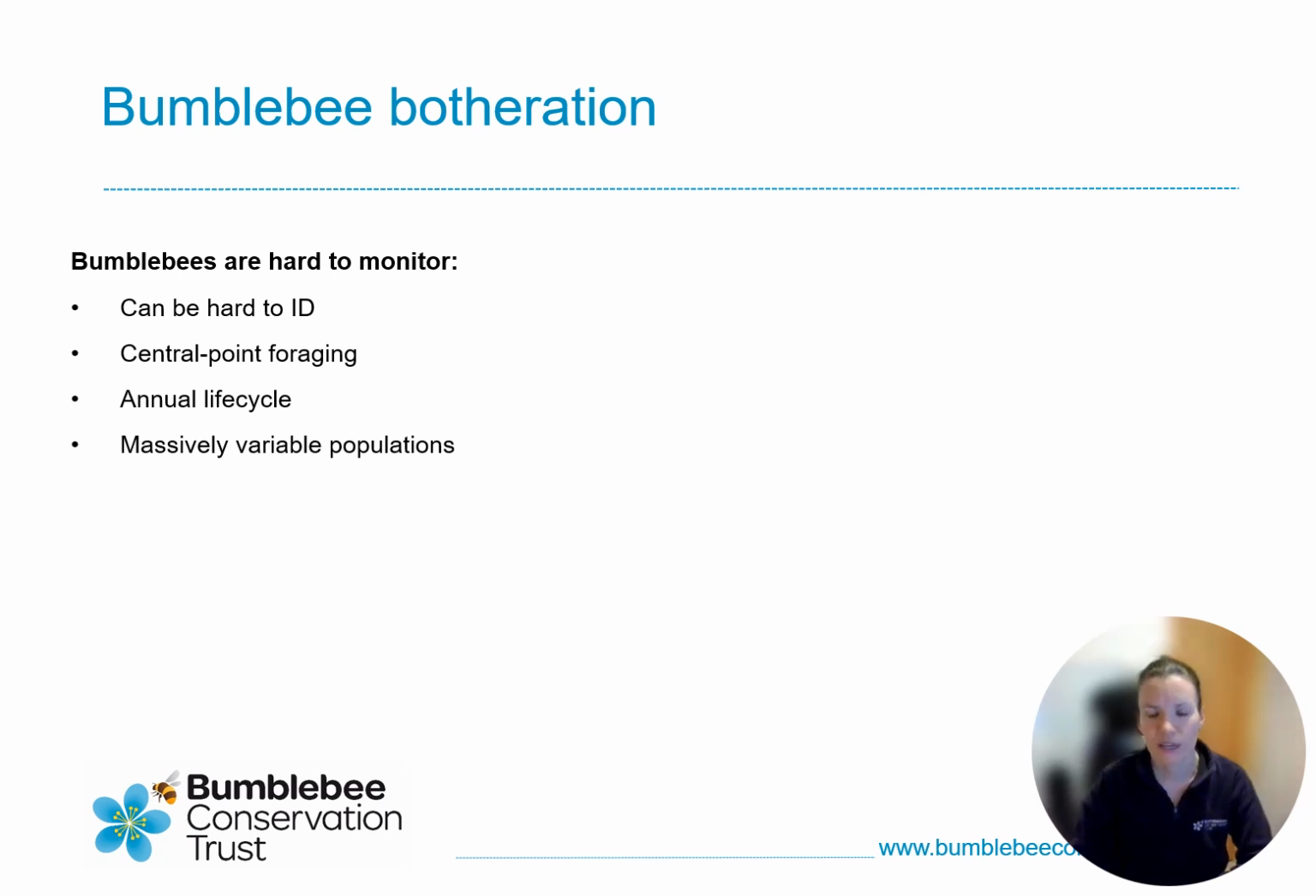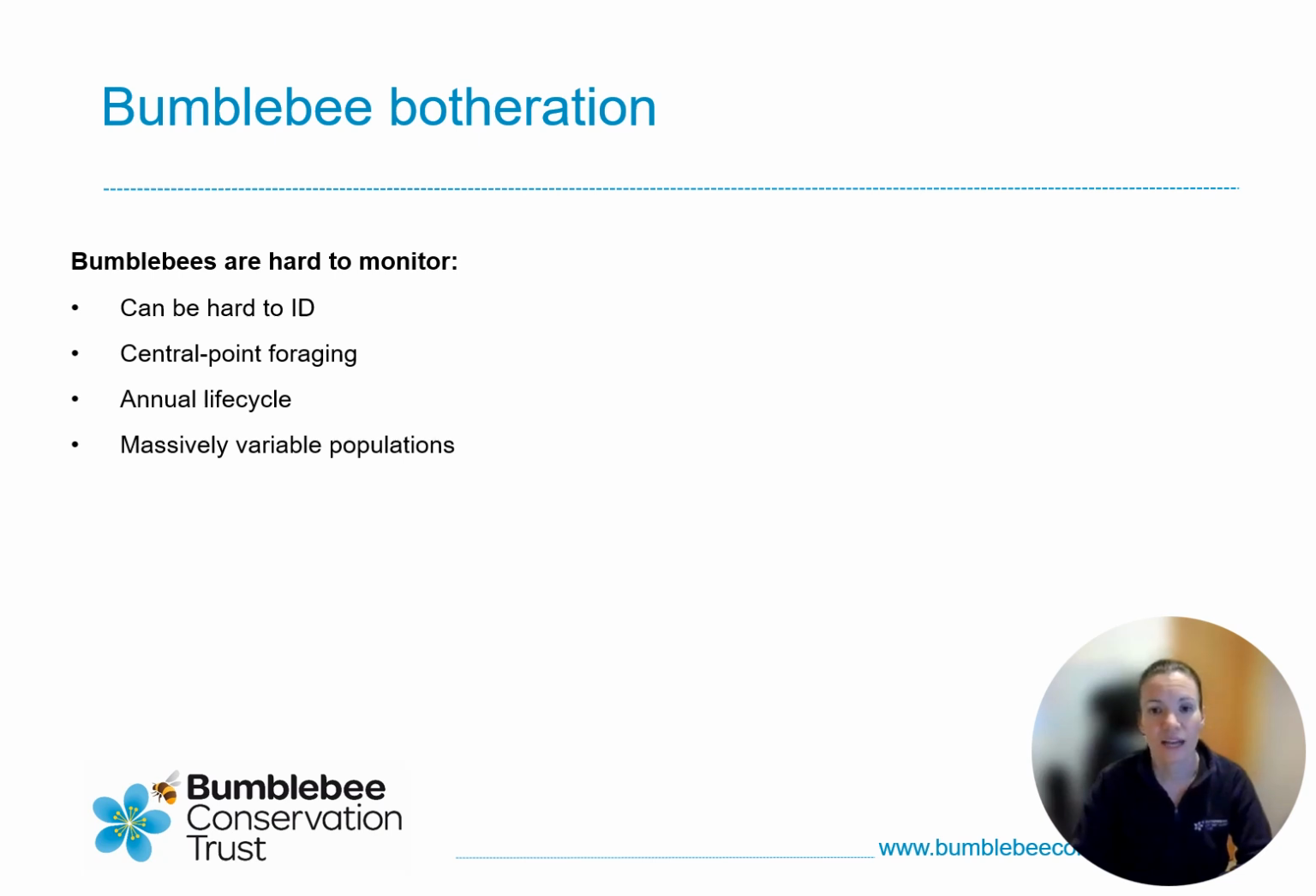They're also tricky in terms of monitoring because of their behaviour. They're central point foragers, so they're in and out of the nest as their central point, and they tend to fly in lanes. So if you're surveying and you're in that lane, you will see them. But if you're not in that lane, you won't. But that doesn't mean they're not there.